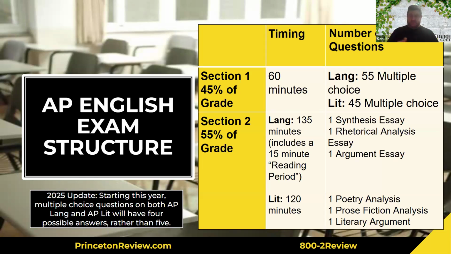They also each have a section 2, and that section 2 is 55% of the grade. But their section 2s differ from that point. Lang's section 2 is 135 minutes, and 15 of those minutes is a suggested reading period, though you could spend it however you want. In this time, what you need to read is the things for your synthesis essay and your rhetorical analysis essay. Your synthesis essay is like a DBQ in history.